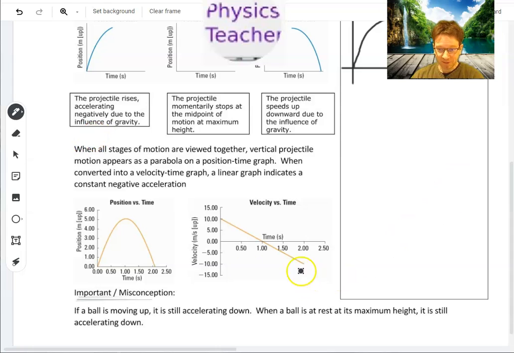Its velocity time graph initially being a large velocity up and finishing off at a large velocity down, where right at the peak where we change direction, your velocity is 0. So right at this peak here, you have a velocity of 0, but very, very important, your acceleration is not 0. It's still 9.81 meters per second squared down.